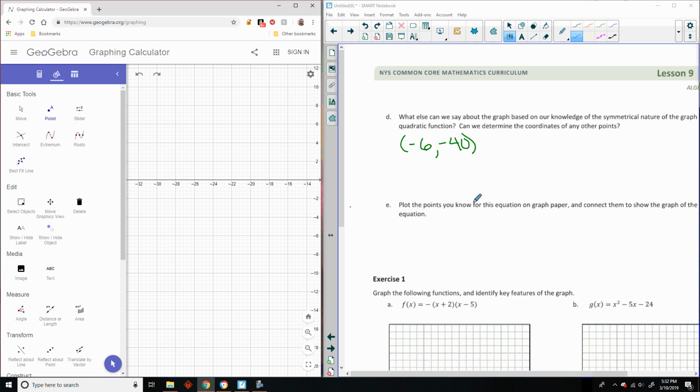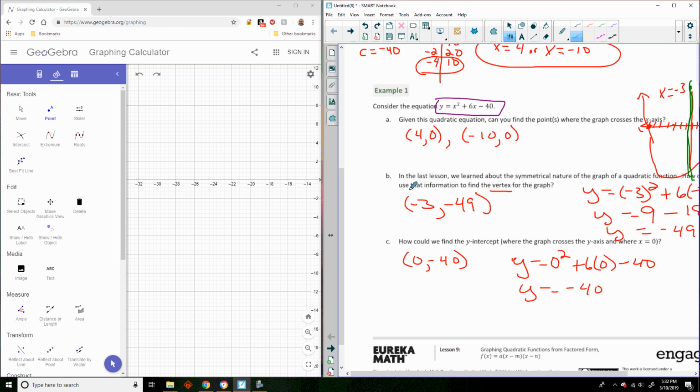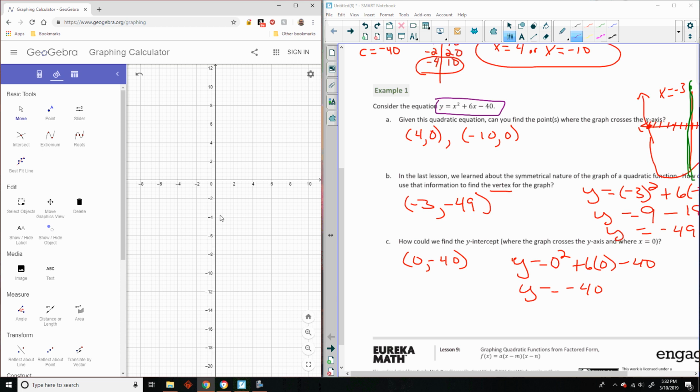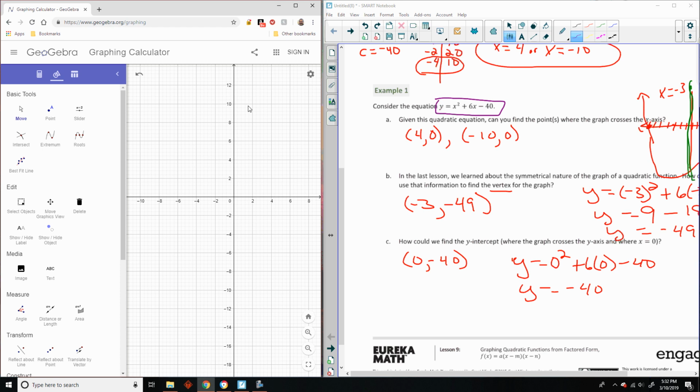So it says, plot the points you know for this equation on graph paper. So if I go back, and the points that I know are 4, 0, so I need to move this over so we see the origin. There it is. Okay, so here's my y-axis here, my x-axis here. We know we have a point at 4, 0, which is right there. We also have a point at negative 10, 0, which is right here.